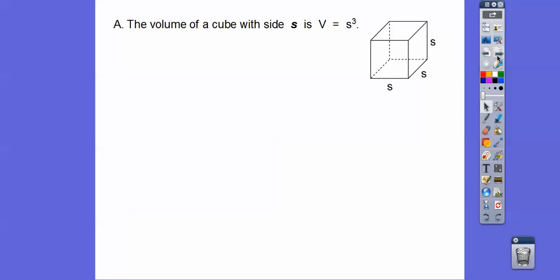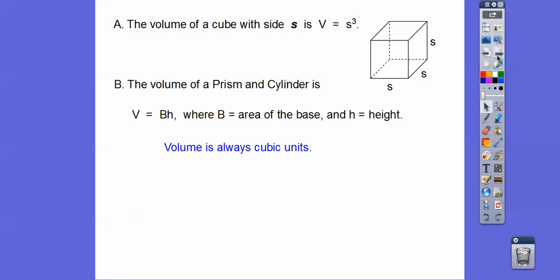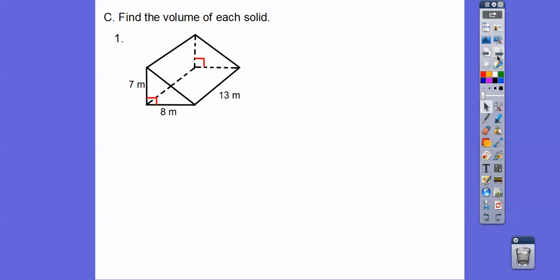Okay, so the volume of the cube with the side S is S cubed, okay? The volume of prisms and cylinders is just base times height, okay? Where B is the area of the base and H is your height, and volume is always in cubic units. So let's find the volume of each solid.